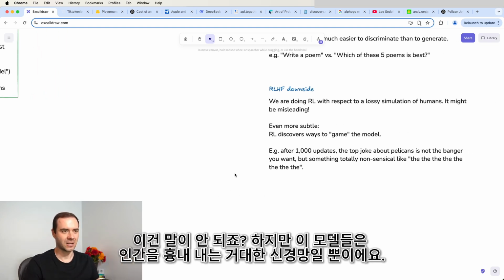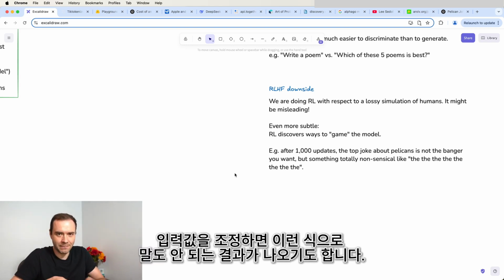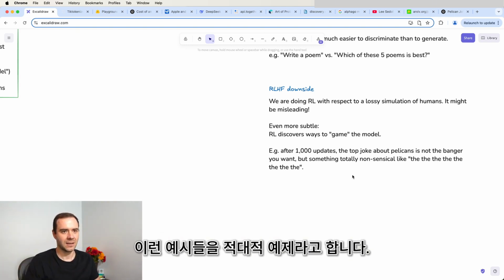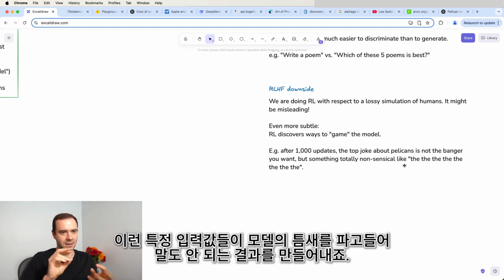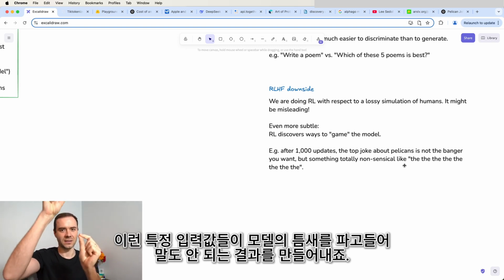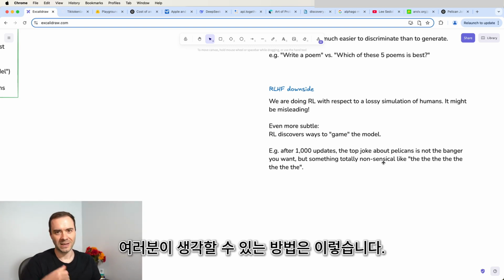But it's because these models are just simulations of humans and they're massive neural nets, and you can find inputs at the bottom that kind of get into the part of the input space that gives you nonsensical results. These examples are what's called adversarial examples, and I'm not going to go into the topic too much, but these are adversarial inputs to the model. They are specific little inputs that go between the nooks and crannies of the model and give nonsensical results at the top.